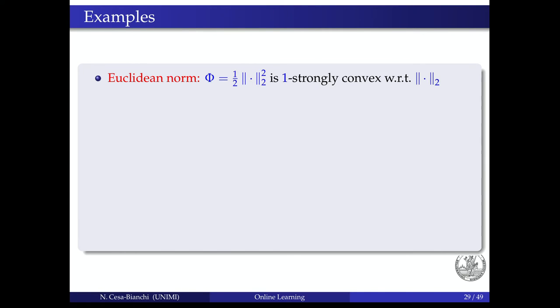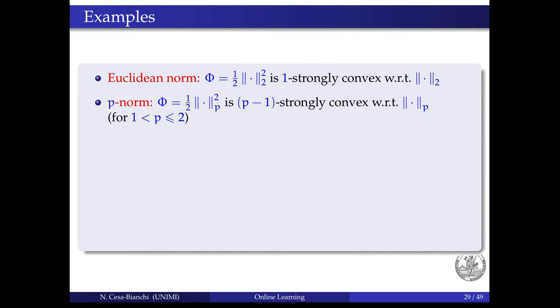If we have Euclidean norm, this is a squared Euclidean norm with this half thing. This is one strongly convex with respect to itself. Because you see, it's actually smooth and strongly convex and smooth simultaneously with the same coefficient. If you write it down, you immediately see it. Let's be a little bit more generic. The squared p norm is p minus one strongly convex with respect to the p norm.